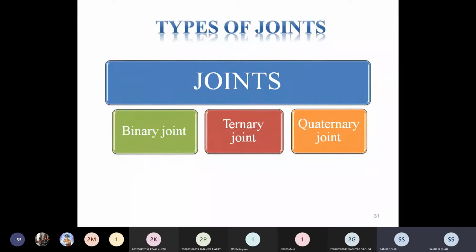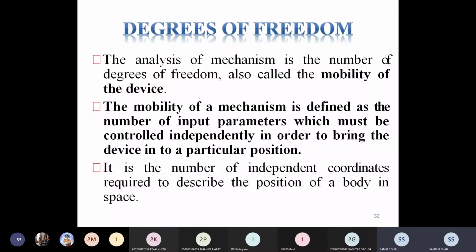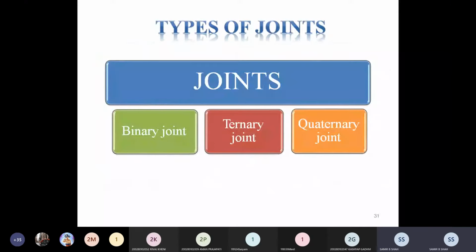You have to remember all these three; it is very important. I repeat: when two links are joined, it is called a binary joint. When three links are joined at the same connection, the joint is known as a ternary joint. When four links are joined at the same connection, it is known as a quaternary joint.